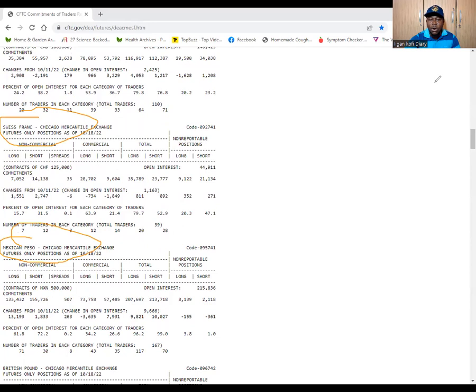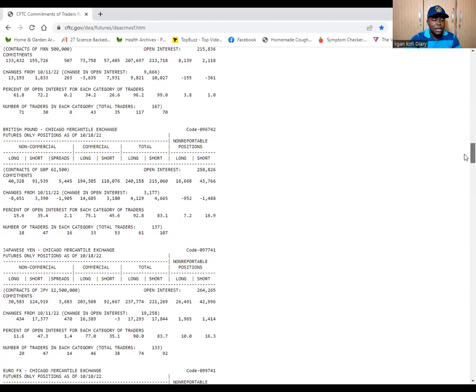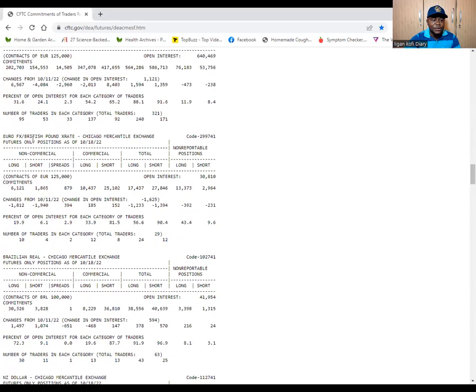Almost all the currencies are here, both the exotic and the major ones. The British pound is also here, which is GBP. And then we have the Japanese yen also here. We have the euro here. So you see that? Good. And then we have the Brazilian real also here.